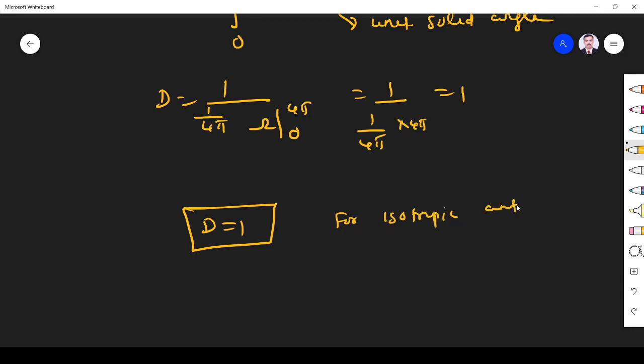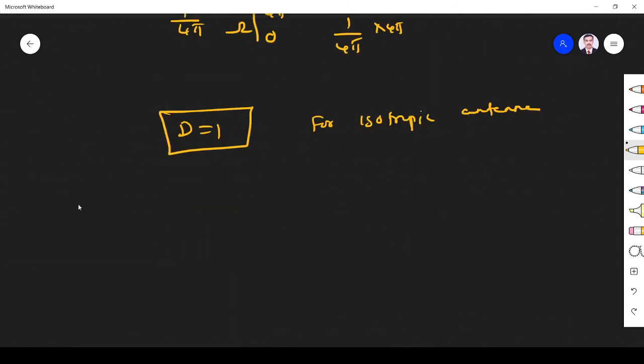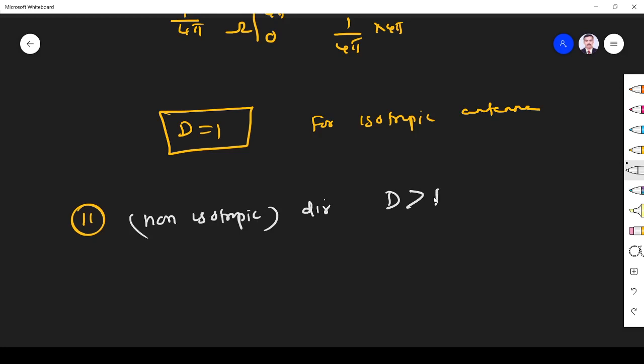What is an isotropic antenna? It radiates equally in all directions. This is the first thing we have to know about directivity. Second thing is, for a non-isotropic antenna, that is, for a directional antenna, D is always greater than 1. Third, if D is greater than 1, the antenna will radiate in a particular direction.